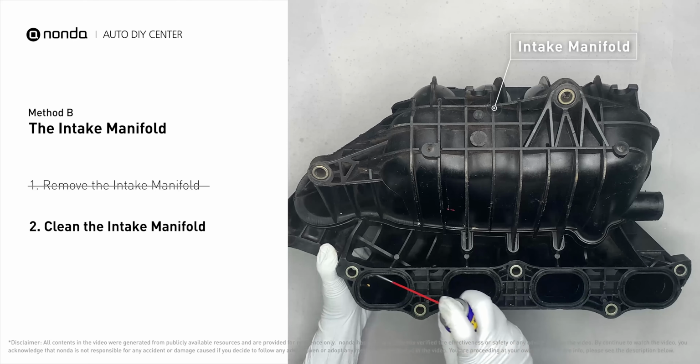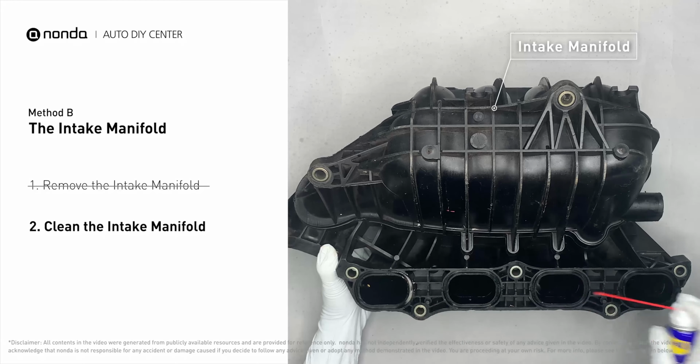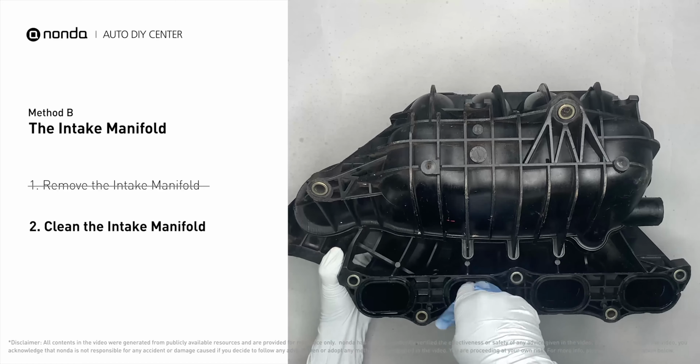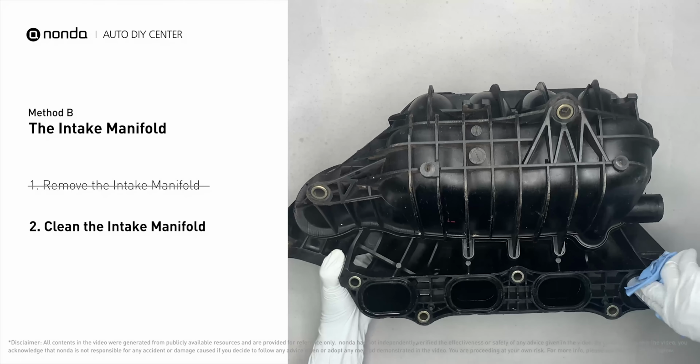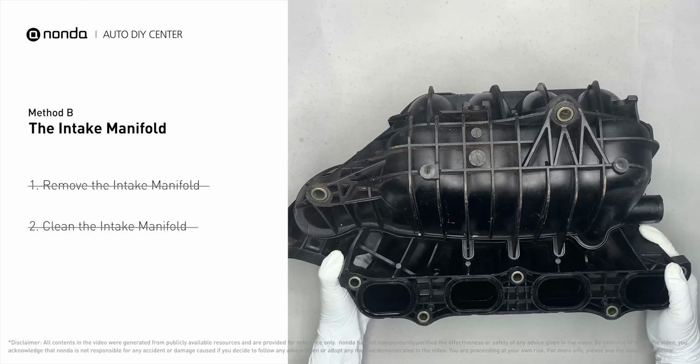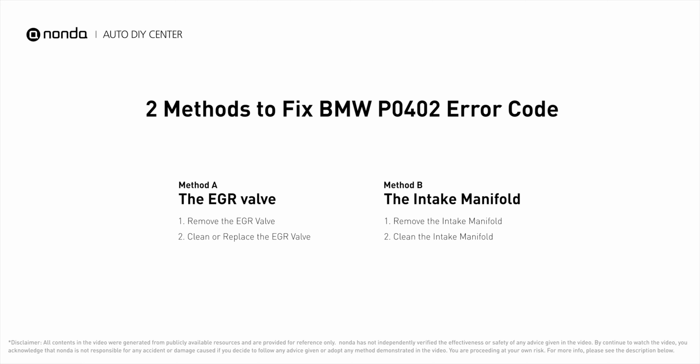Use the WD-40 cleaner to clean up the crud inside the intake manifold, and wipe it well to make sure all the carbon buildup is now removed. Reinstall the intake manifold back after the cleaned intake manifold is dried. So here are 2 of the most practical solutions to fix BMW's P0402 error code.